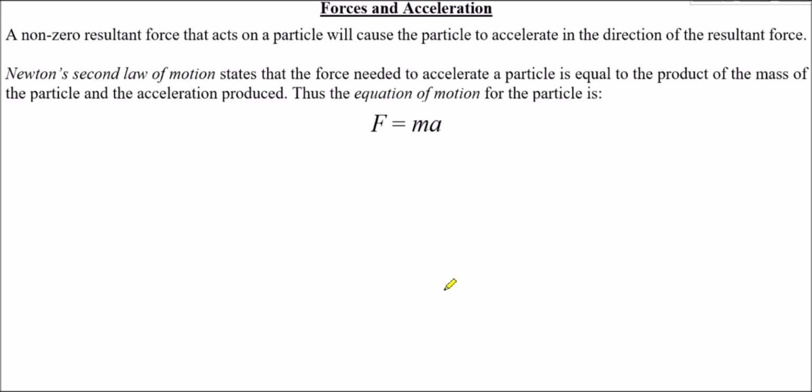So in plain English, the equation of motion for the particle is the overall resultant force, F, equals the mass of a particle multiplied by the acceleration of the particle. It's quoted simply as F equals ma.